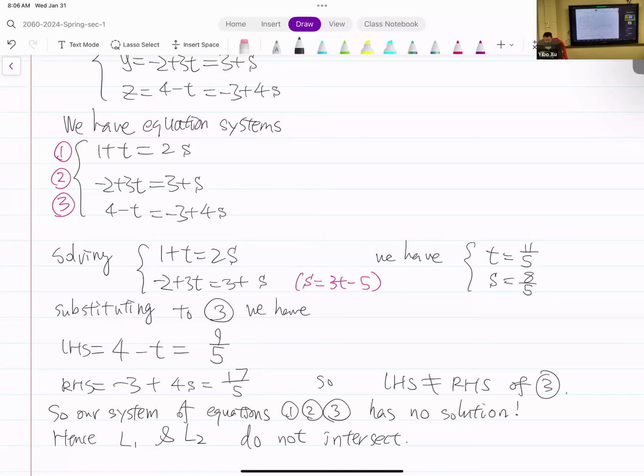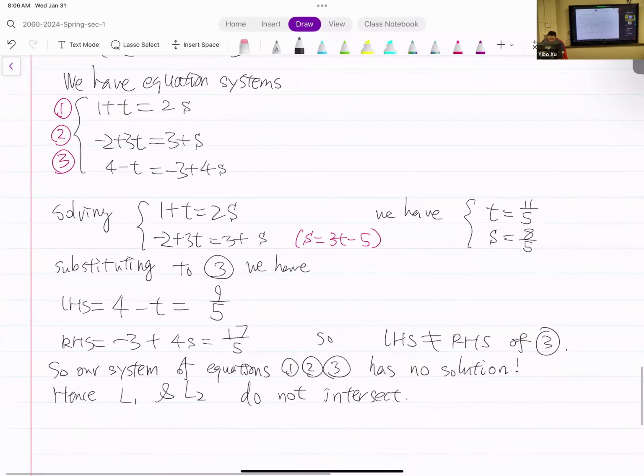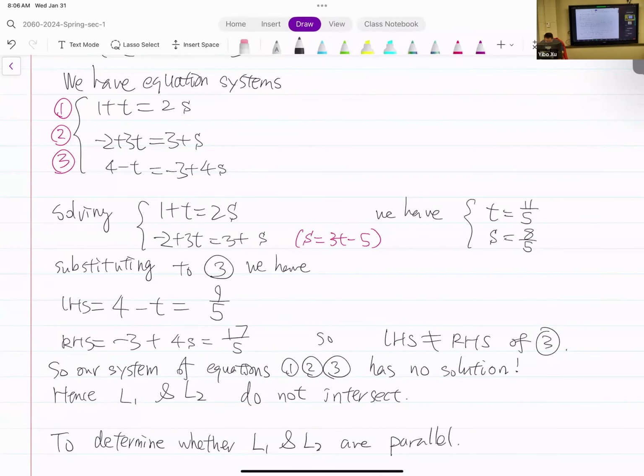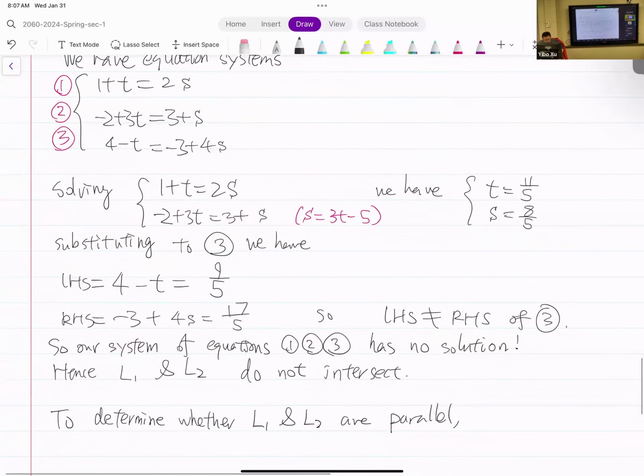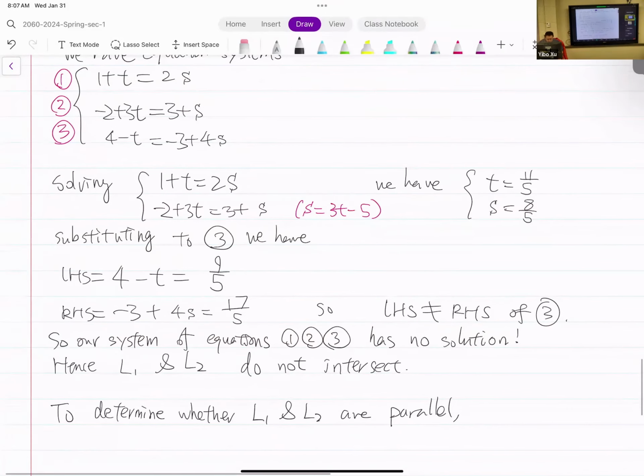Okay, so now we know whether they intersect or not, right? And now we have the other part of the question. We want to determine whether L1 and L2 are parallel or not. So now we can utilize the parametric equation to get the direction of the line, right?